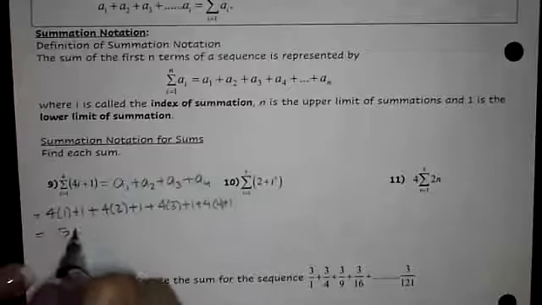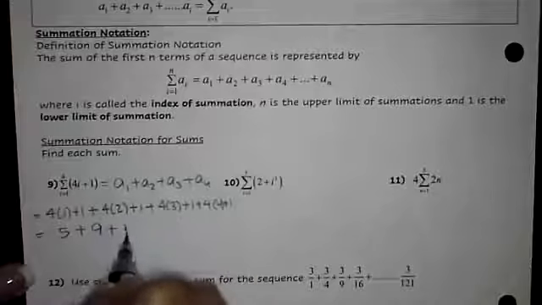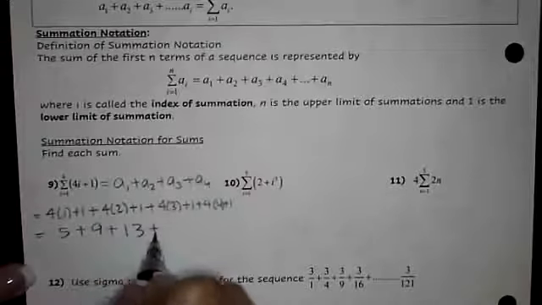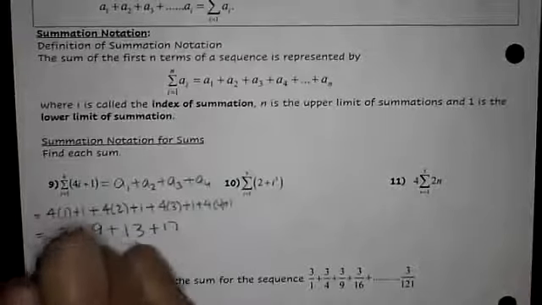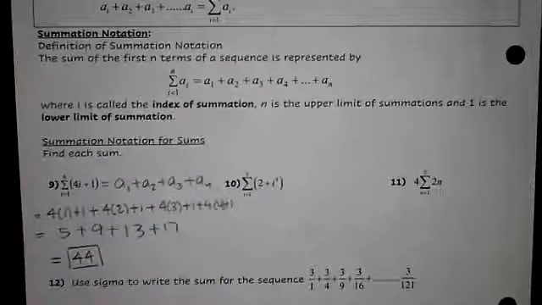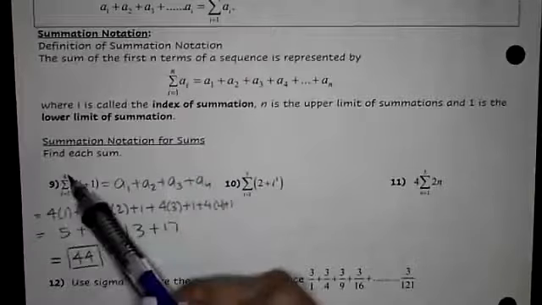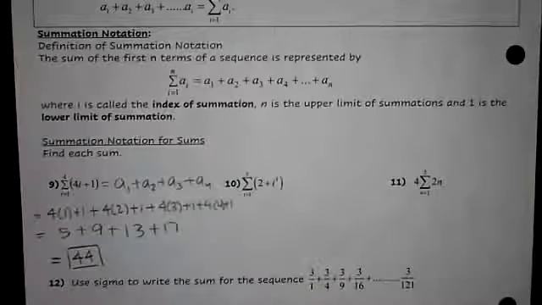Our first term is then 5. Our second term is 9. Our third term is 13. And our fourth term is 17. And that's what we're adding together. So our summation, or our fourth partial sum, that's the way we'd say that because there's 4 terms. So the fourth partial sum of this sequence is 44.